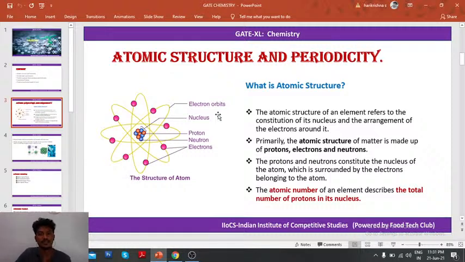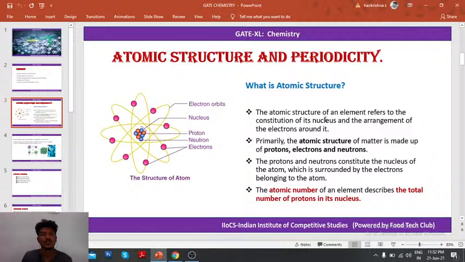First of all, let's see what an atom is. I think in this image it's clear what an atom is. You can see the structure of the atom, the electron orbits, the nucleus, then the protons, neutrons and electrons. Next, let's move on to what an atomic structure is.